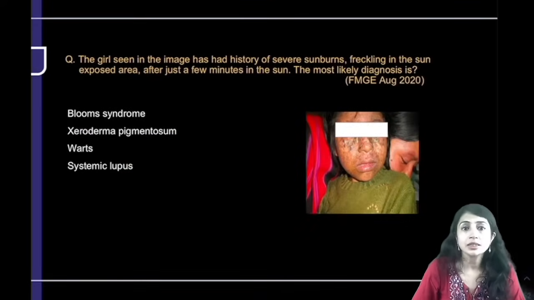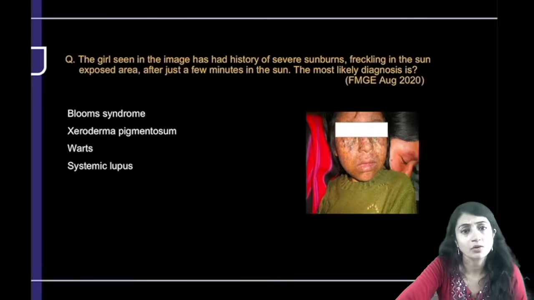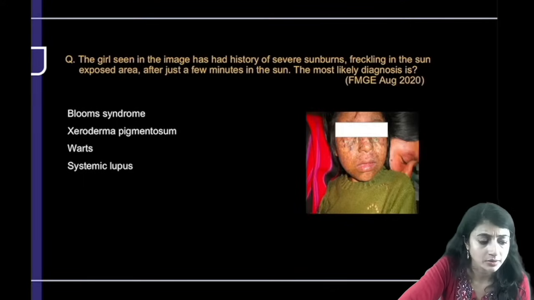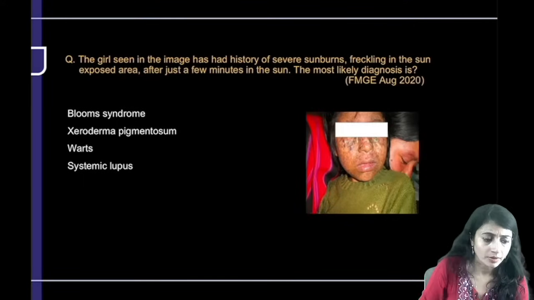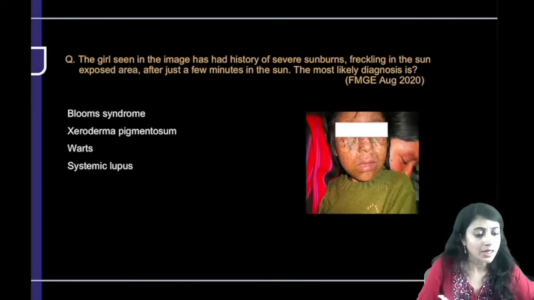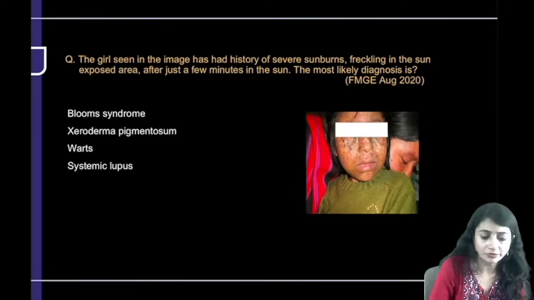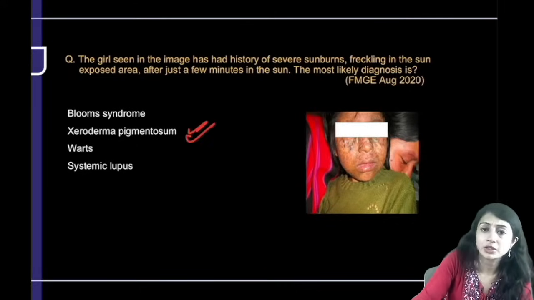The girl seen in the image has had history of severe sunburns, freckling with just few minutes in the sun. What is the most likely diagnosis here? Yes, you all are right. Staph is the common cause for acute paronychia. The chronic one, you have to think of Candida. And yes, this is a patient of xeroderma pigmentosa.